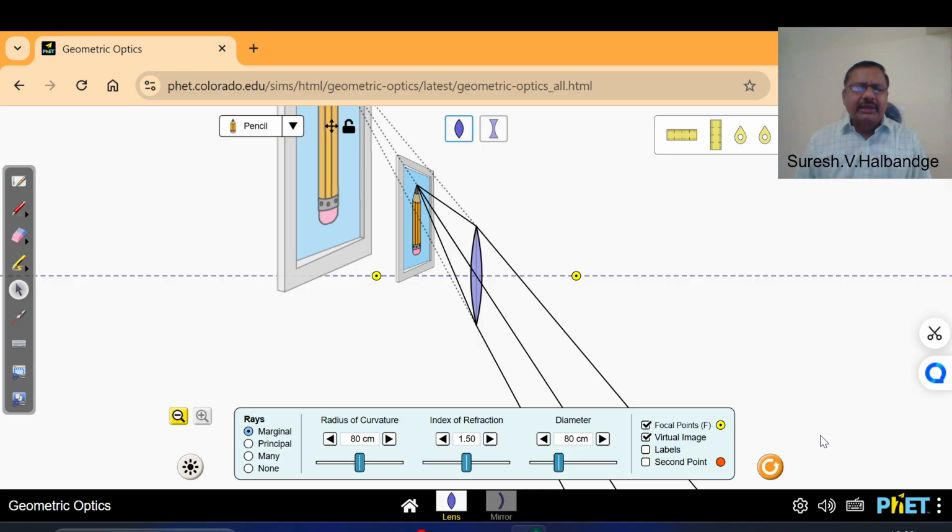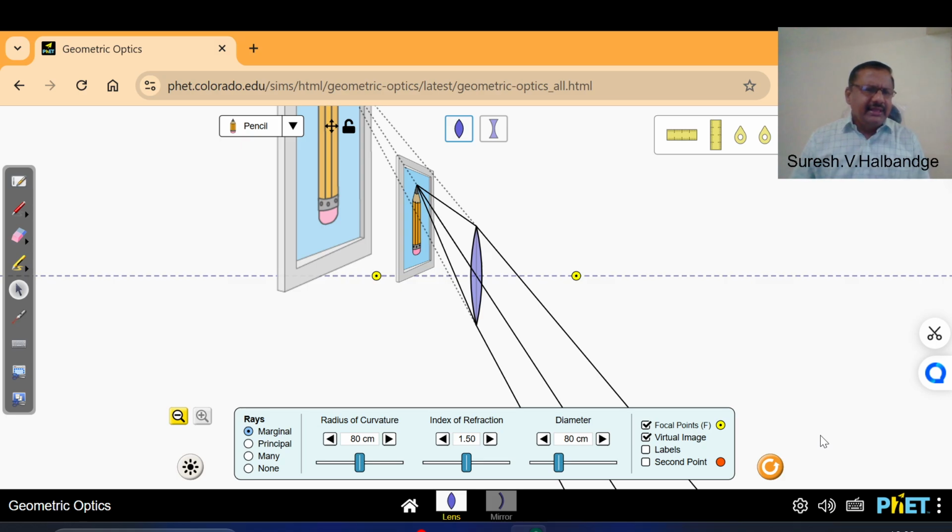Today, I am here to explain the use of biconvex lens as a simple microscope using the physics applets.